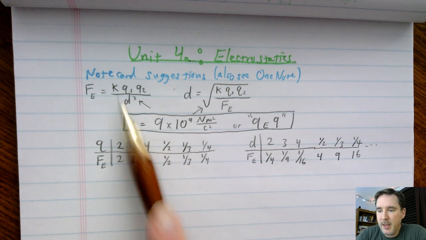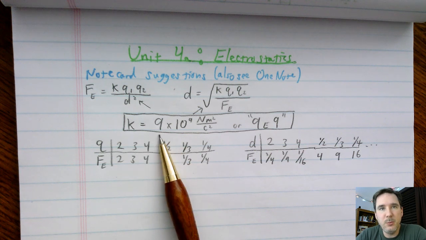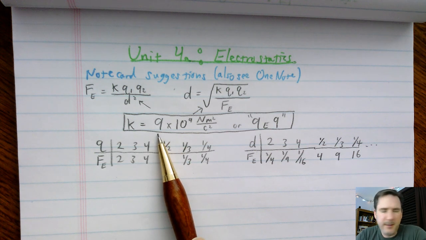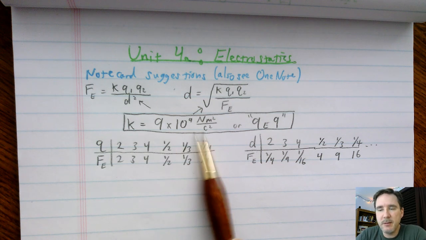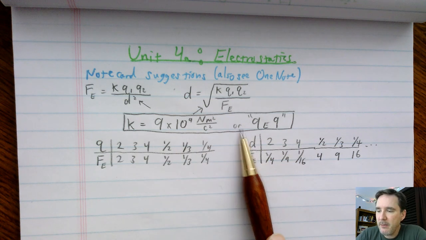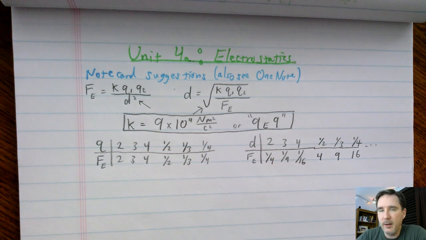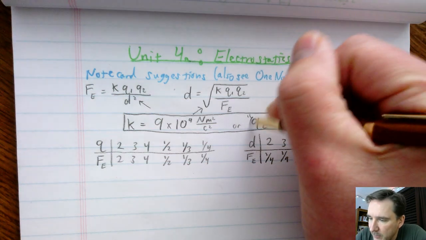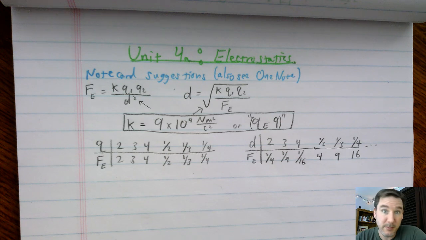Down here, I have what K is, because you're going to forget. You don't want to have to remember that. So I have it written two ways. I have it written in standard scientific notation with all the units and everything. And then I have the calculator version of it. So this is how I would type it into the calculator, and I might even put parentheses around it, because you're going to want to have parentheses around just about everything in the calculator.